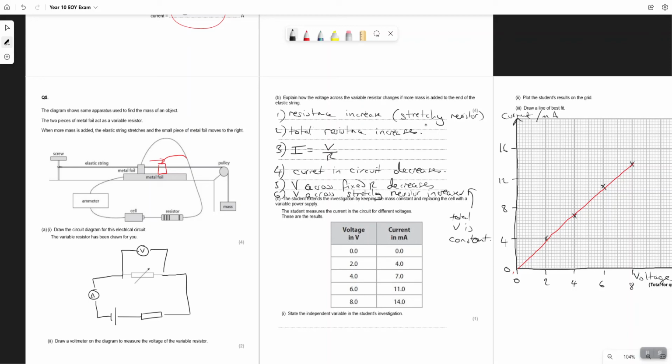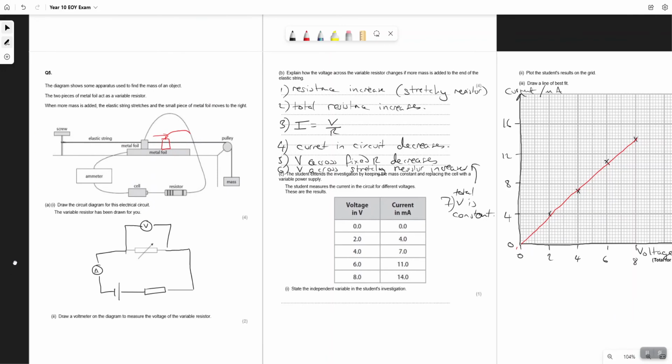Okay, so there's a lot you can say here. There are 7 possible marking points. The stretch resistor's increasing resistance. The total resistance of the circuit's gone up. Current is voltage over resistance, and so current in the circuit decreases. Because the total voltage is constant, current is still down. The voltage across the fixed resistor is going to go down because you've got I times a fixed number, and therefore the voltage across the stretchy resistor will go up. So they're the 7 marking points you could say to explain what's going to happen to the voltage.